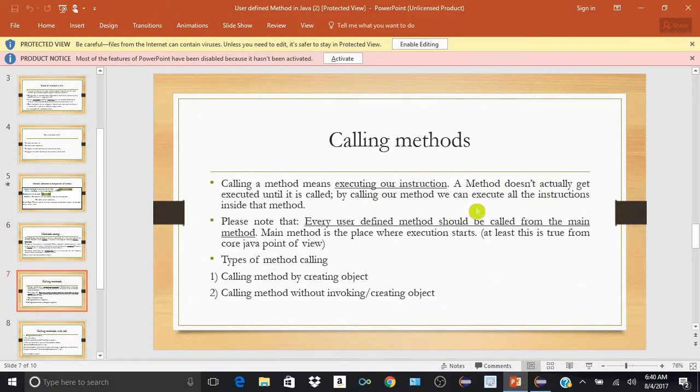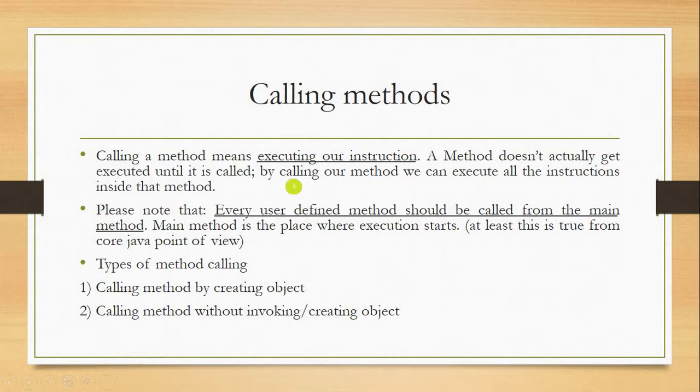Now let's see calling method in Java. Method calling means executing our instruction. A method doesn't actually get executed until it is called. By calling our method, we can execute all the instructions inside the method. Please note that every user-defined method should be called from the main method. The main method is a place where execution starts. At least, this is true from the core Java point of view.